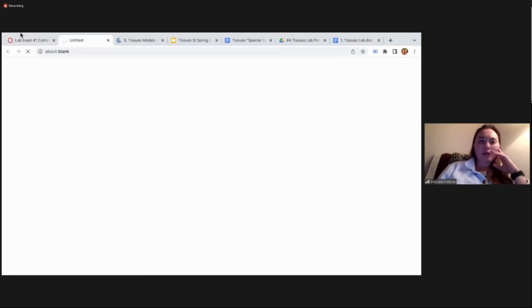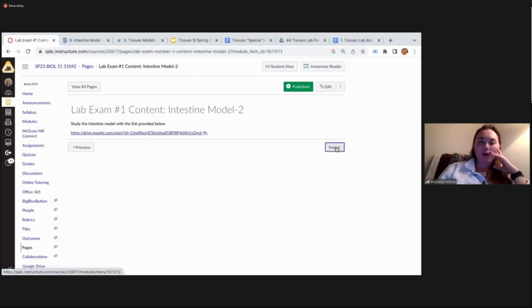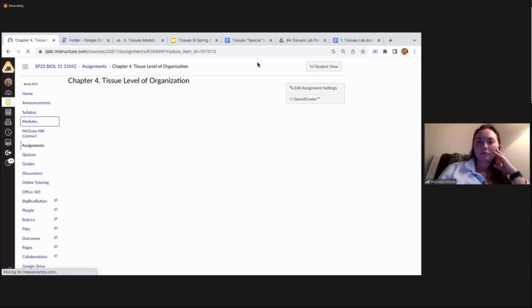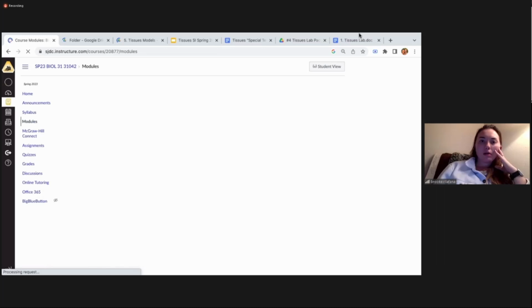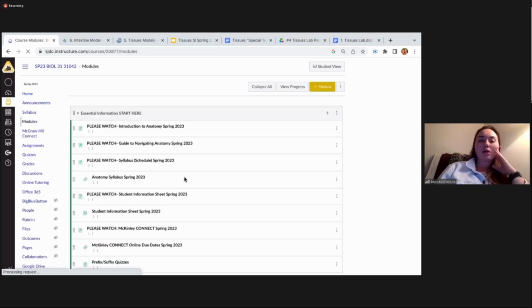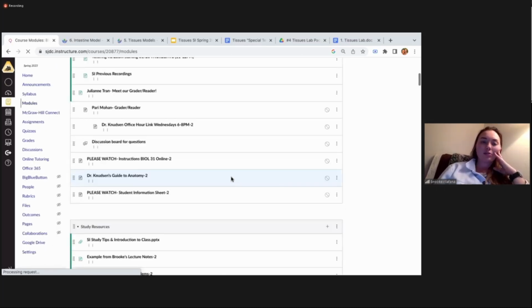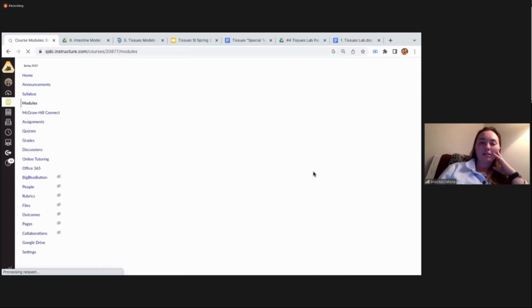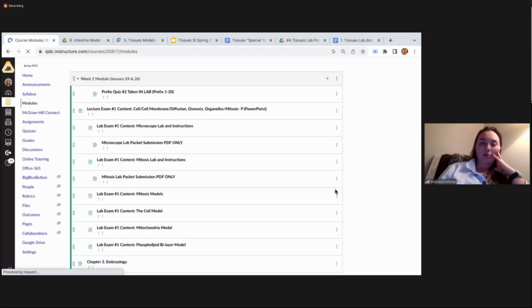Other questions while I pull up these models, because we'll finish with models. The tissue slides are in the study resources module under lab exam number 1, practice exam PowerPoint.